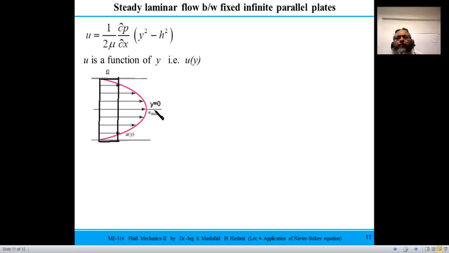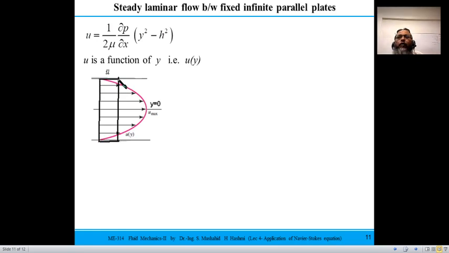You know the velocity is varying in the y direction. Velocity is maximum when y is 0, and velocity is 0 when you are at plus h or minus h. This is the result we got by solving our Navier Stokes equation, the governing equations of fluid flow. So how do we work out this average velocity?